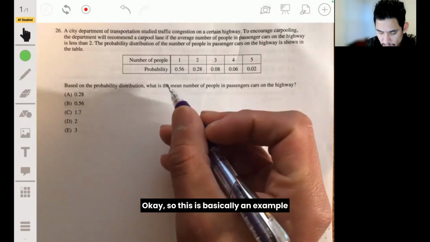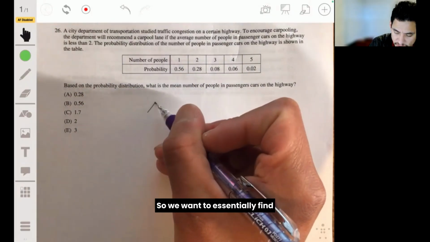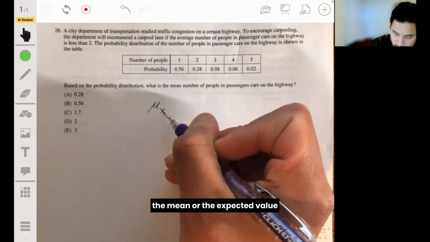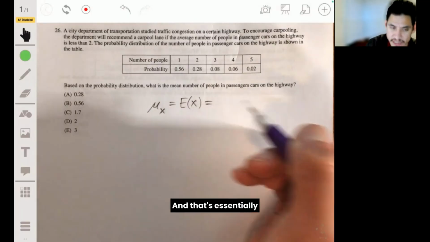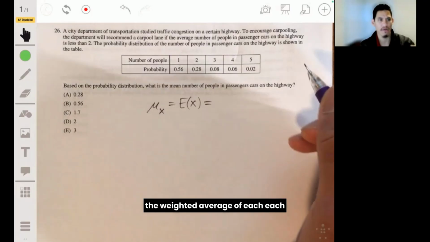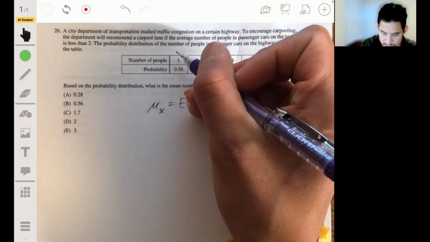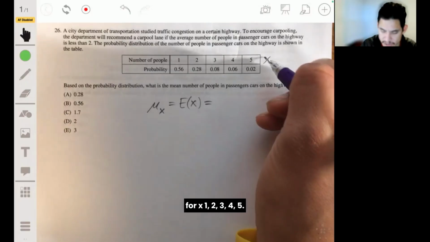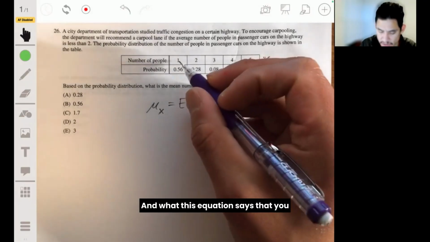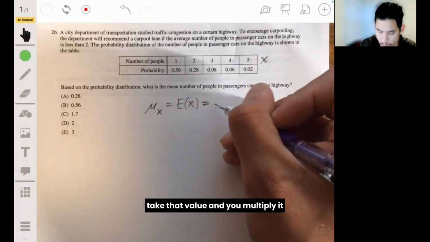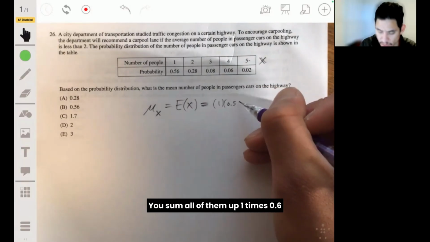Okay, so this is basically an example of a random variable. We want to essentially find the mean, or the expected value, of this random variable, which is called x. And that's essentially the weighted average of each of the individual x values. So remember, these are the possible values for x: 1, 2, 3, 4, 5. And what this equation says is that you take that value and multiply it by its corresponding probability, and you sum all of them up.